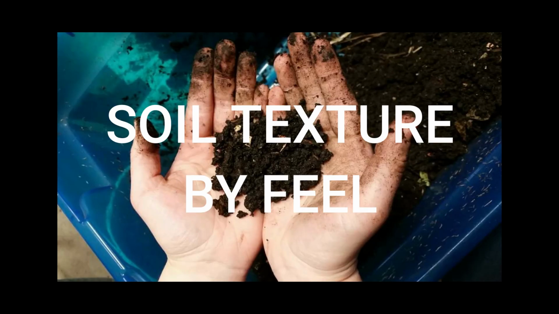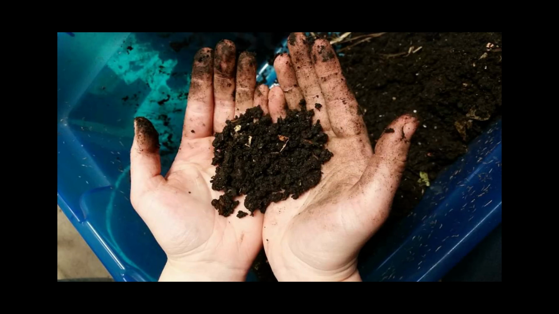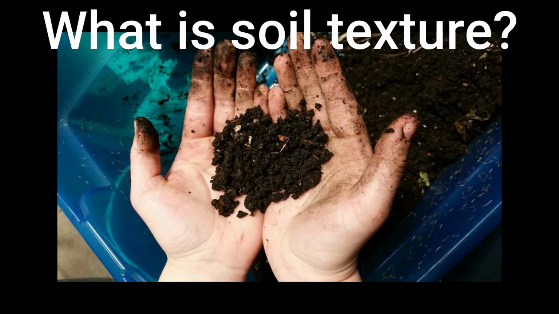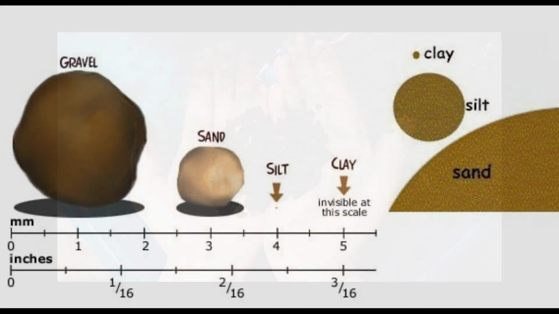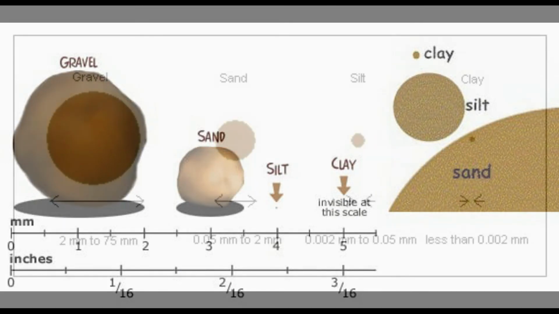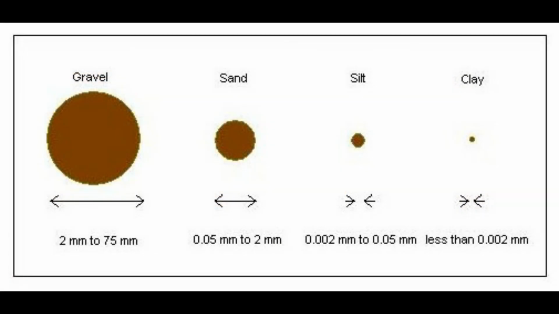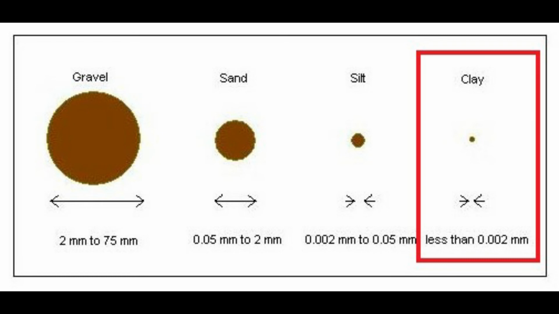In this video, we will be learning about soil texture and how to determine soil texture by feel. So what is soil texture? Well, soil texture indicates the relative content of varying particle sizes. There are three main sizes of soil particles: sand, silt, and clay. Soil particle sizes are defined in ranges. The smallest of these three is clay.